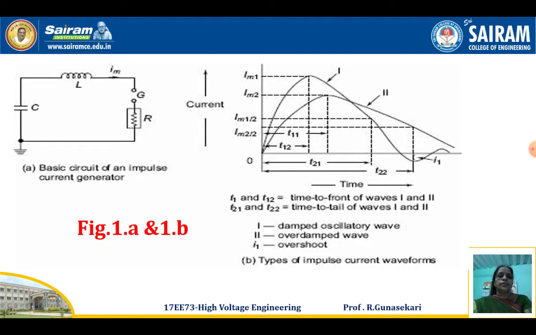So the T11 is the time period of what? That is the waveform 2 only, and the T12 is the waveform 1, that is the damped oscillatory. T21 is the time period T2 but of waveform 1, so the 1 represents the first waveform. Similarly, T22 is the tail time of the second waveform only. Like that, you can mark everything and draw the curve.